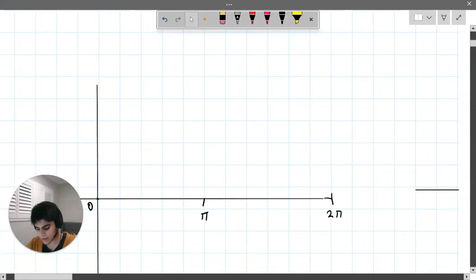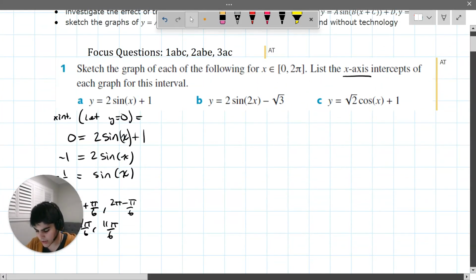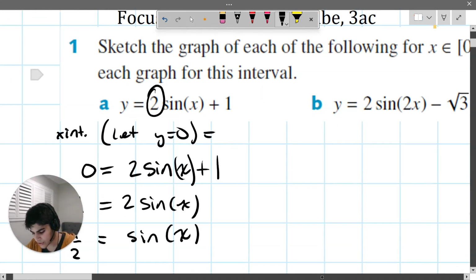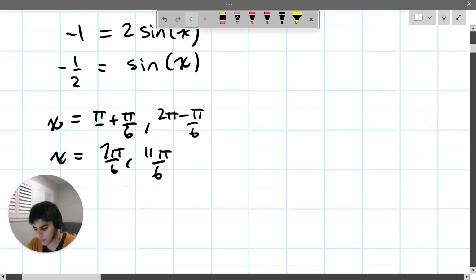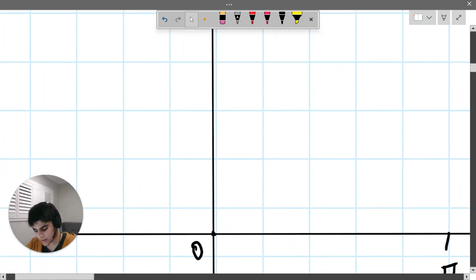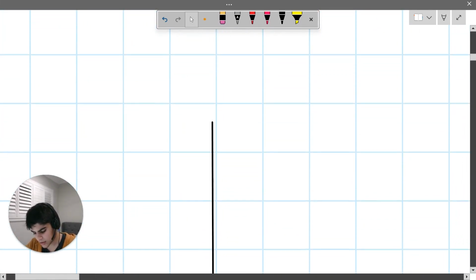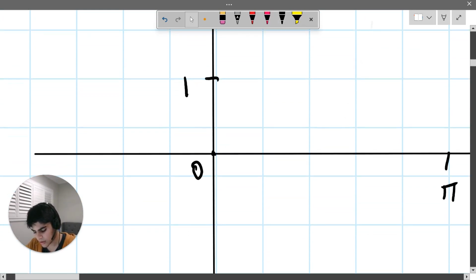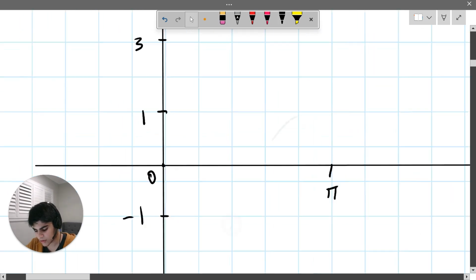Now let's sketch this up. 2 sine x plus 1. Now over here we have an amplitude of 2 and a translation upwards by a factor of 1. So let's write this up here. 1, 3, and negative 1.